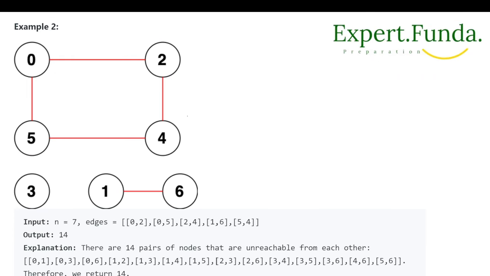Now if we talk about example 2, you can see 0 is connected with what? Let's see the edges. 0 is connected with 2, so we are talking about this one. Then we have 0 to 5, yes, this is connected. Now 2 to 4 we are connected. Now 1 to 6 we are connected, and 5 to 4 we are connected, right?